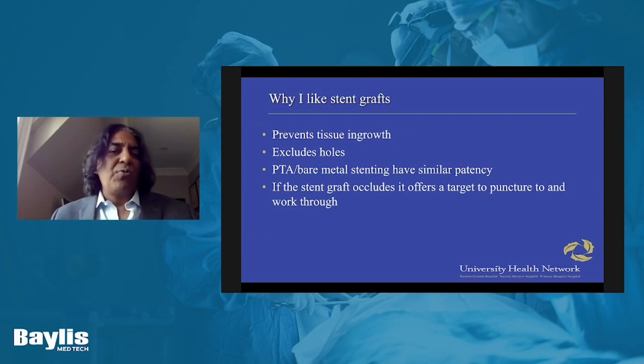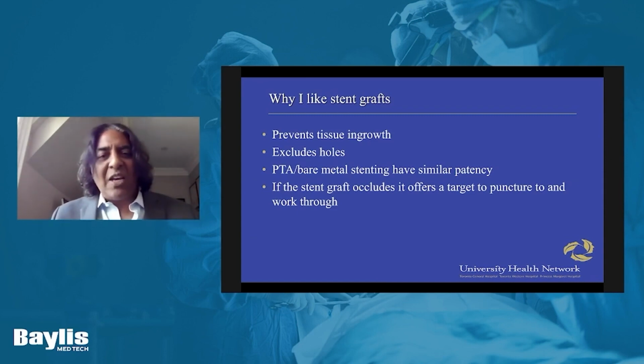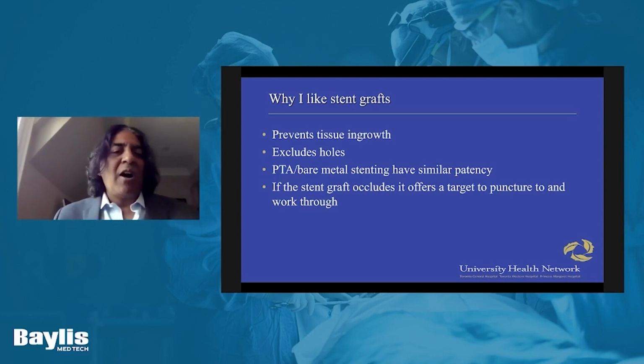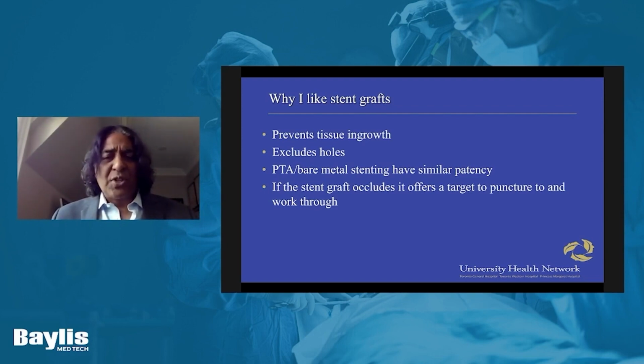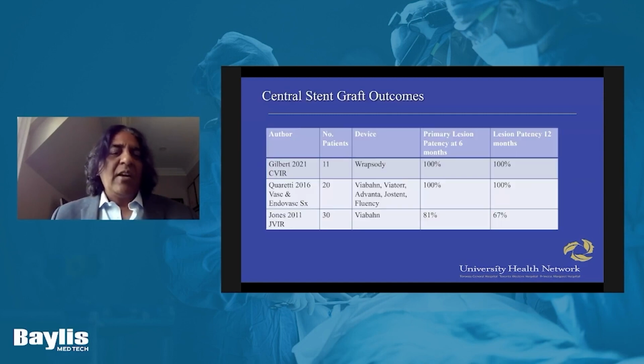It excludes holes. Let's say you have a tracheal perforation, that'll exclude it. Let's say you have a hole into the pericardium, it'll exclude it. And once again, bare-metal stents and PTA have a similar outcome, whereas stent grafts have a bit of a better outcome. I'll show that to you shortly. These are very complex patients. Let's say the stent graft does occlude. It provides a target for you to potentially puncture into and a pathway to recanalize and potentially reline to get access back. So it's an advanced intervention, but a potentially long-term benefit of stent grafts.